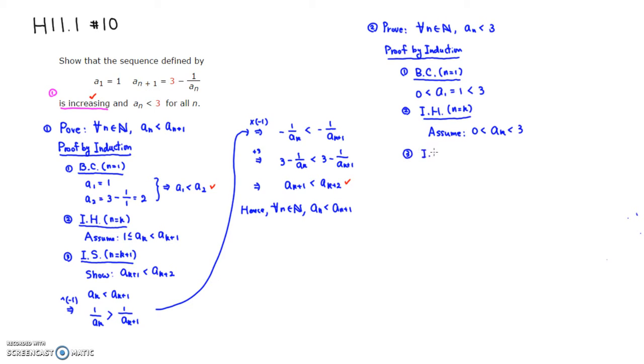induction step, right? When n equals k plus 1, right? We want to show that AK plus 1 is less than 3. Right? So let's start with AK plus 1.